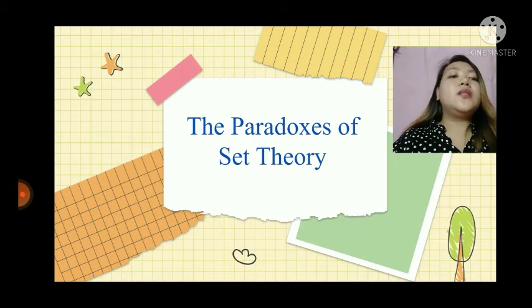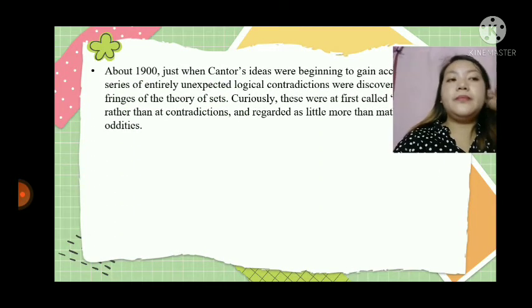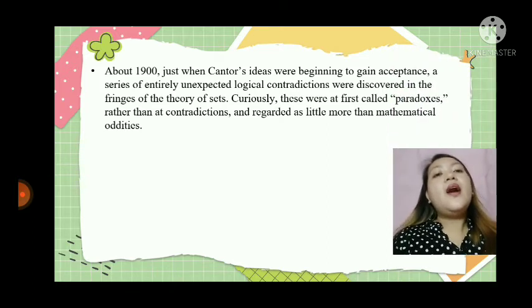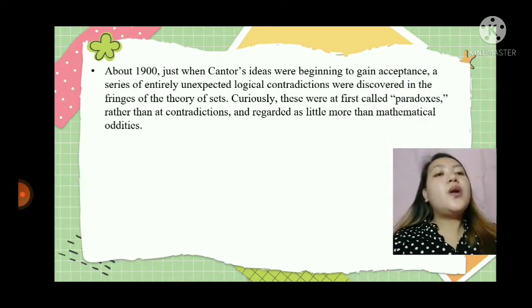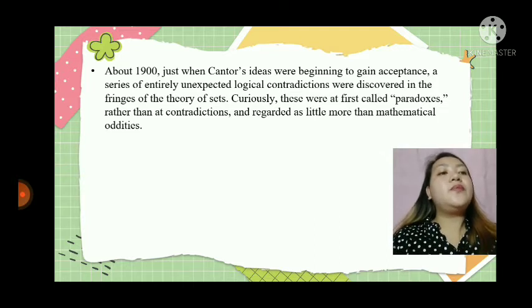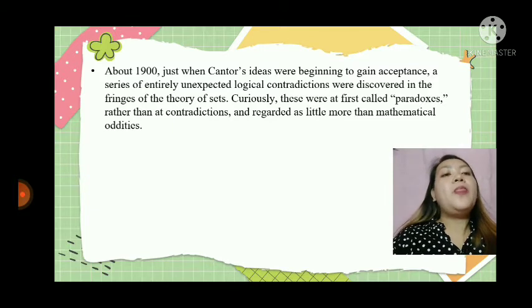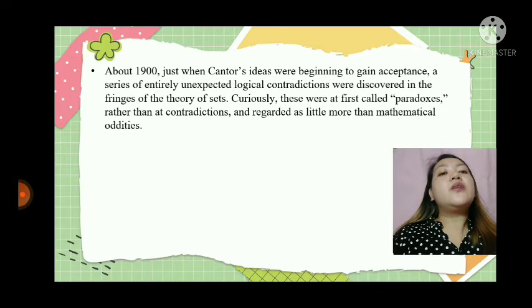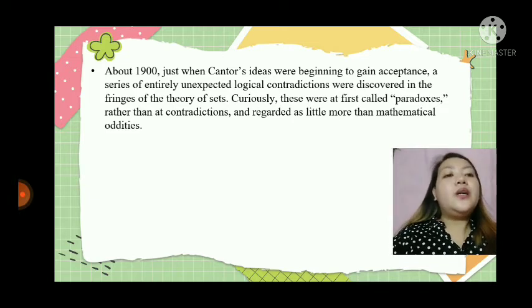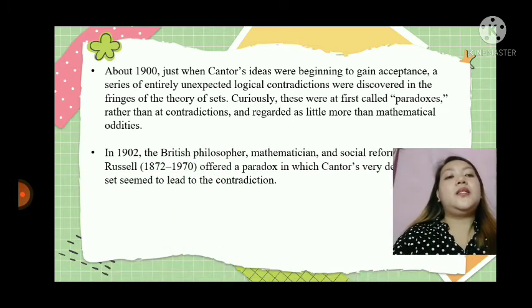Next, we have the paradoxes of set theory. About 1900, just when Cantor's ideas were beginning to gain acceptance, a series of entirely unexpected logical contradictions were discovered in the foundations of the theory of sets. Curiously, these were at first called paradoxes rather than contradictions, and regarded as little more than mathematical oddities.